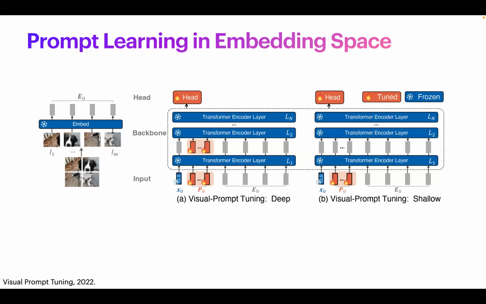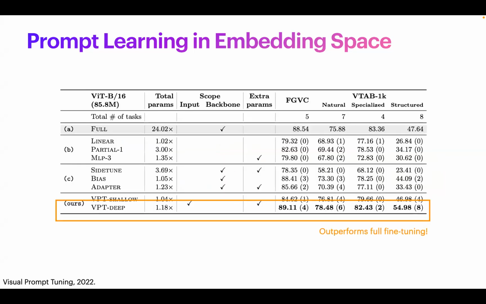And this actually outperforms full fine-tuning, which is a very surprising result, because even though you scale the language model, prompt tuning never really exceeded full fine-tuning. Whereas visual prompt tuning showcased that by only tuning a subset of the parameters, you can actually exceed the performance of tuning the entire parameters of a transformer.